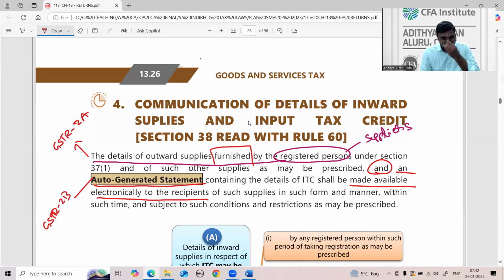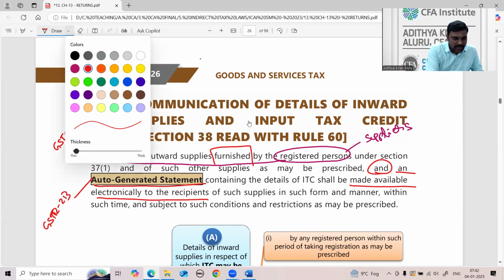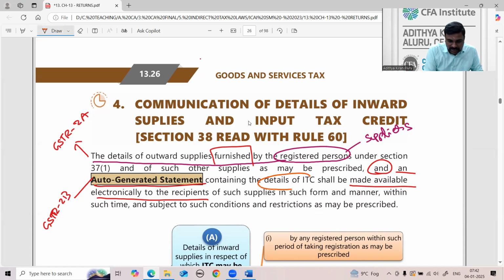So as the name itself indicates, GSTR 2A has the details of outward supplies by the suppliers. Whatever goods are supplied by them, that is contained in GSTR 2A. Whereas GSTR 2B contains our eligible input tax credit. The auto-generated statement contains the details of ITC.